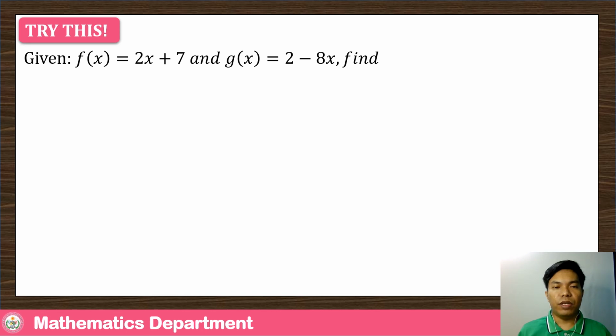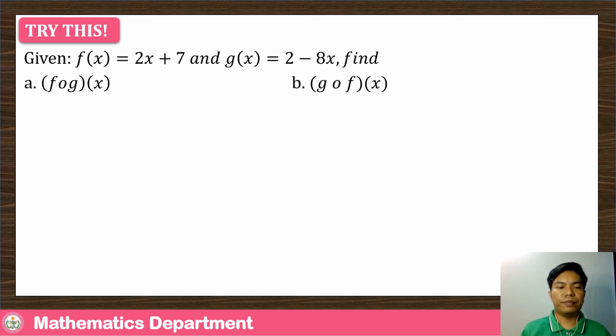So for the last part of this video lesson, please try to answer this one. Given that f of x equals 2x plus 7 and g of x equals 2 minus 8x, find f composed of g of x and then g composed of f of x. So you may start now. Okay, so if you are done, I'll be showing you the answer. If not, then pwede nyo munang i-pause saglit yung video so that you will have enough time to answer this one.